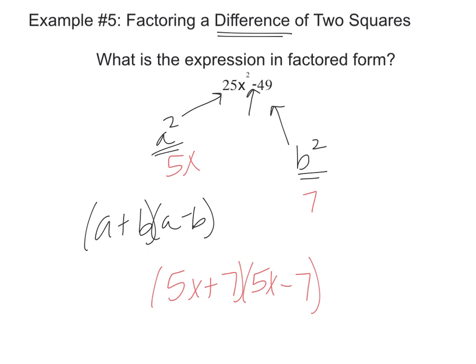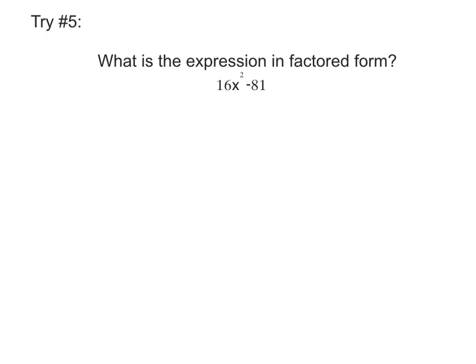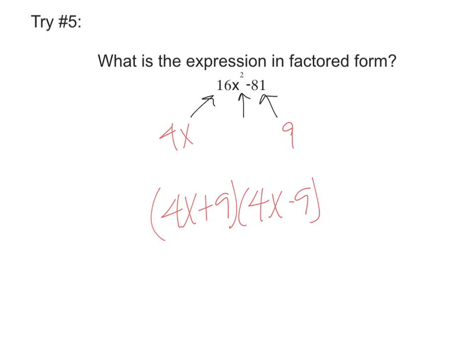Let's try that again. Again, we check to see if the first and the second term are perfect squares. And again, we should be able to easily recognize this because it should form a difference of two squares. The squares will be 16x squared, the square root of that is 4x, and the square root of 81 is 9. So yes, they are both perfect squares, and they are a difference of two perfect squares. So our answer is 4x plus 9, and then 4x minus 9.